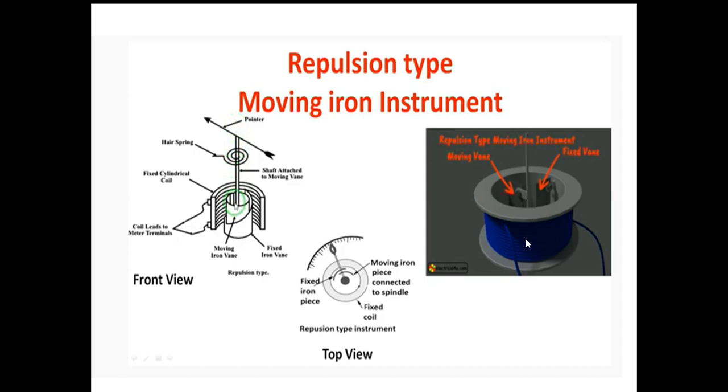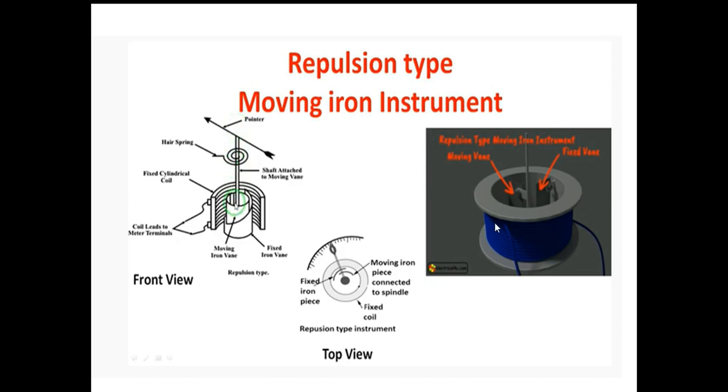The moving vane is attached to the spindle. Whenever current flows through the coil, it establishes a magnetic field, which links with the two vanes. Both of the vanes get magnetized with the same polarity. When two magnets with the same polarity are placed nearby, both of them get repelled.